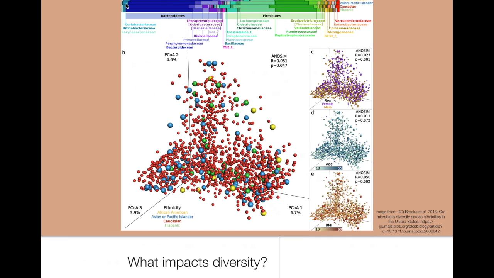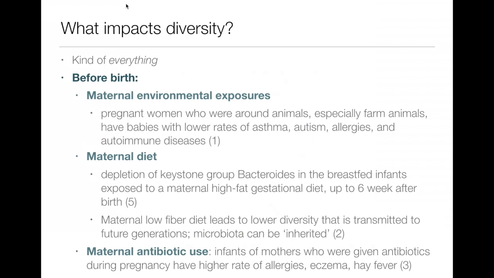Okay, so what impacts diversity? All right, the next few slides are going to be kind of information heavy, but I've tried to summarize the important findings. Just keep in mind that there's tons and tons of studies out there done in animal populations that have looked at far more than what we've been able to study in humans in just the last decade or so. Basically, everything affects the diversity of the microbiome from even before we're born.